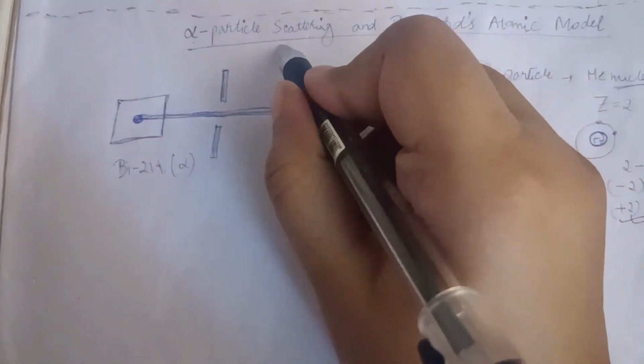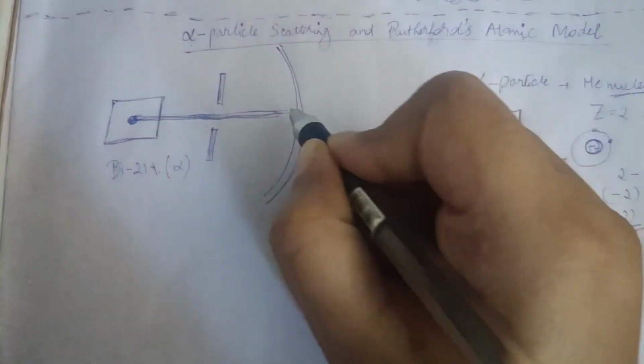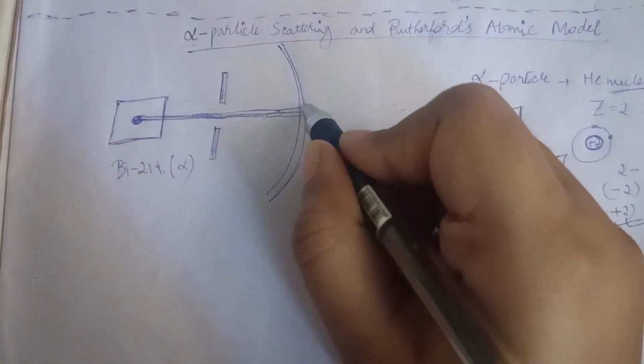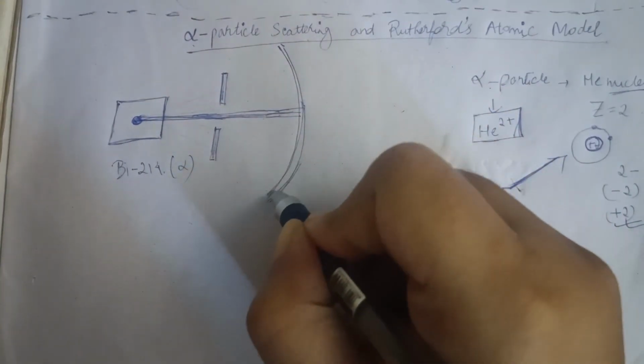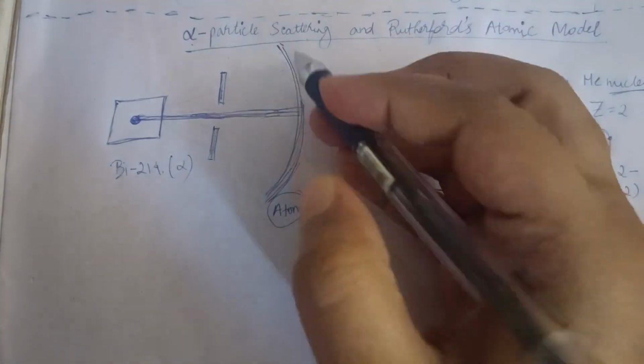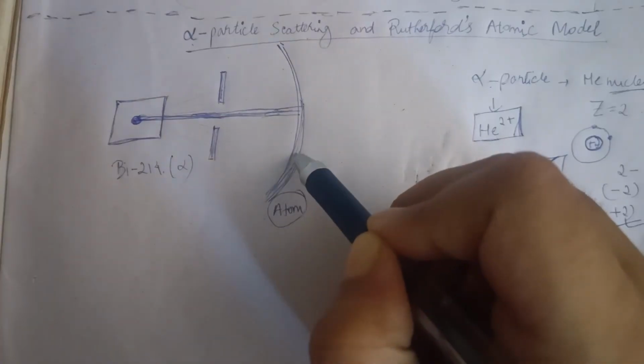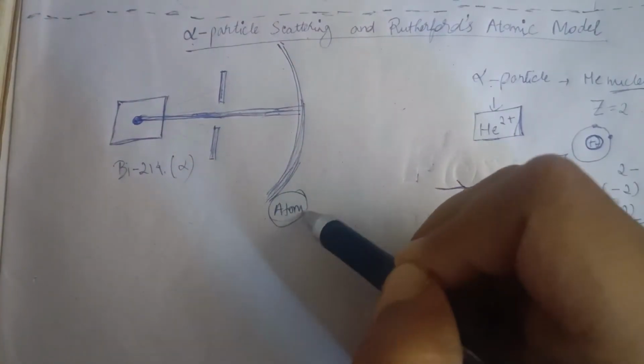Now a thin gold foil is also kept. This is the thin gold foil, for example, and this gold foil is actually the source of atoms. This experiment was conducted to actually study atoms, so the thin gold foil is acting as the source of atoms.